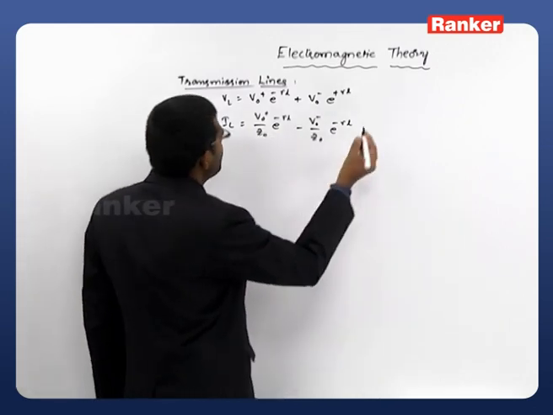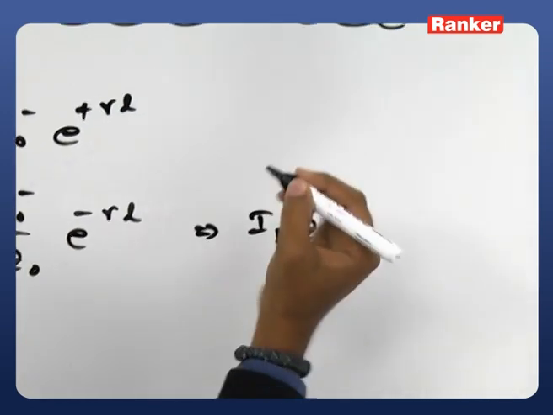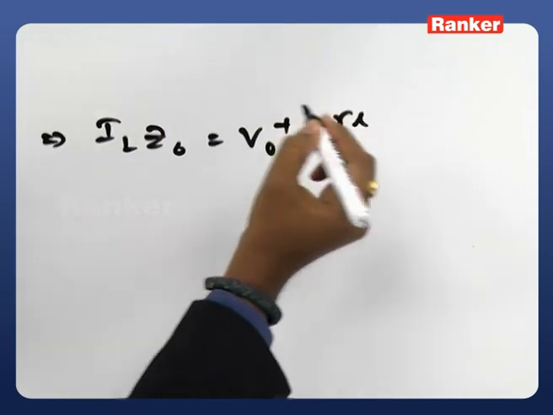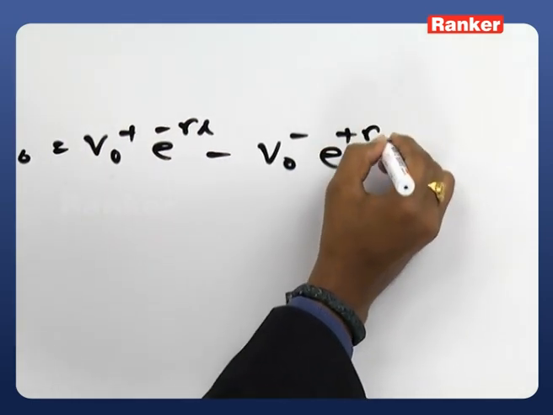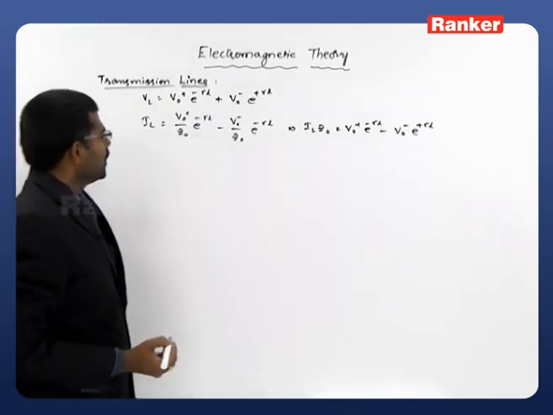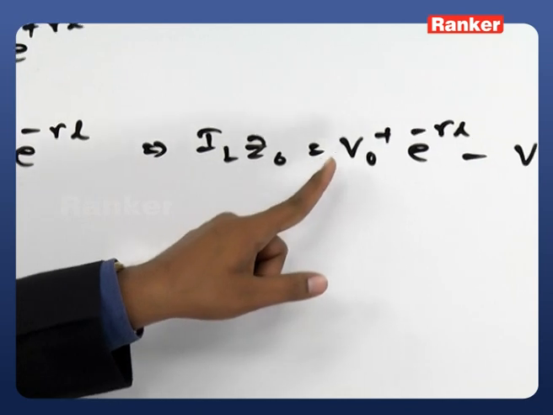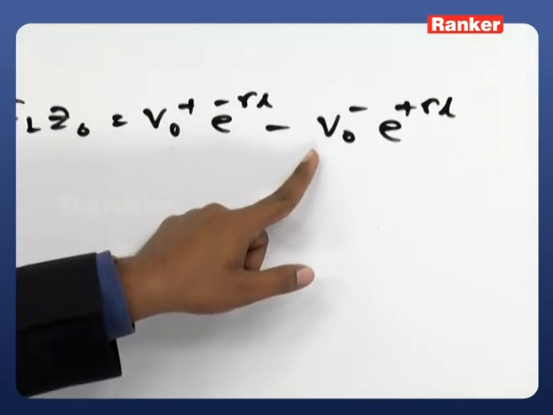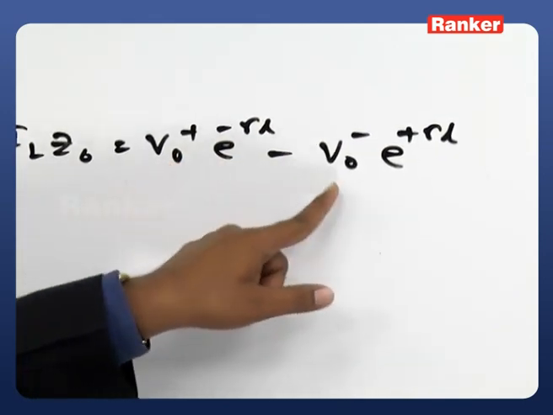Now this also can be simplified as I_L Z naught equals V naught plus e power minus gamma L minus V naught minus e power plus gamma L. Now observe this equation and this equation. From these two equations, exclusively we can obtain V naught plus and V naught minus. My main motto is to get these two parameters.